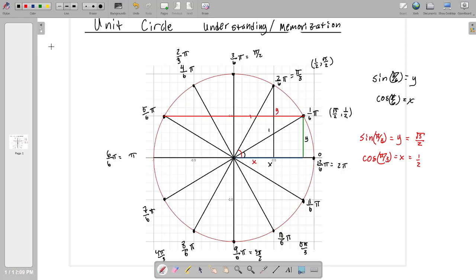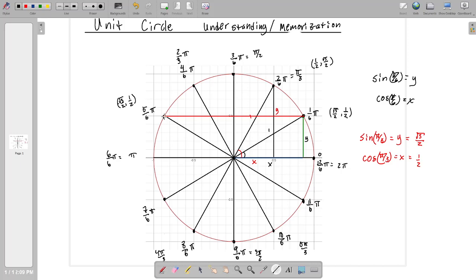Now, in order to be on the circle, it's going to have some symmetry about it. So we have 1/2 for our y, which means our x is going to have a value of root 3 over 2, except we're moving to the left, so we have a negative x value now. So negative root 3 over 2.